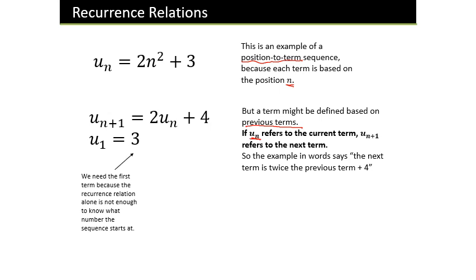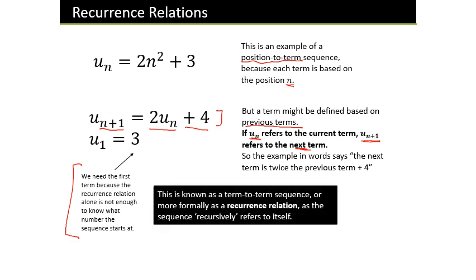So if u of n refers to the current term, u n plus 1 refers to the next term. So this example, if you put this into words, it means the next term is 2 lots of the previous term plus 4. But then you also need, for a recurrence relation, the first term. The recurrence relation alone doesn't give you enough to know where the sequence starts from, so you need to be given u of 1, which in this case is 3. And this is known either as a term-to-term sequence or a recurrence relation, and it's called that because the sequence recursively refers to itself.